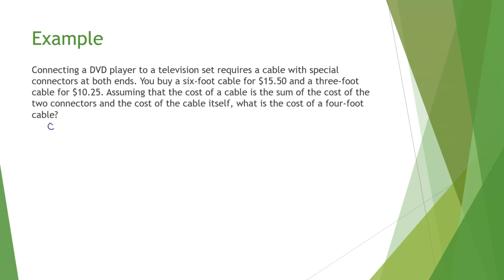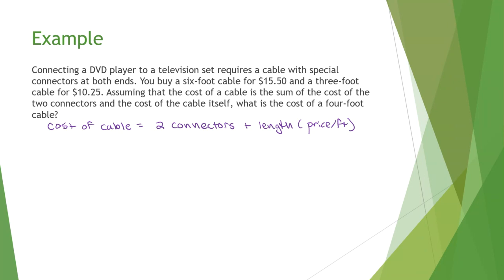So our cost of a cable is equal to 2 connectors plus the length, which would be however much we need times the price per foot. Because how much the length of cable costs will depend on how long the cable itself is. So we've got 2 connectors, whatever the connector costs, and then how much the length costs.